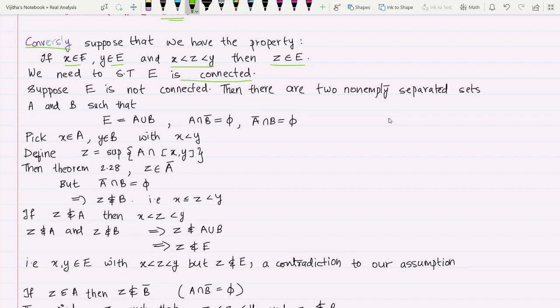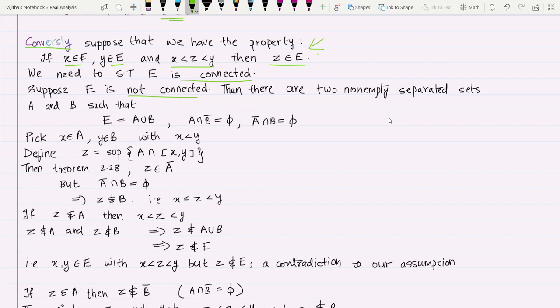So suppose we assume the converse, that is, E is not connected. If we assume that E is not connected, then we will arrive at a contradiction. And what will be the contradiction? It will be a contradiction to the property that we have assumed. So we assume that E is not connected.